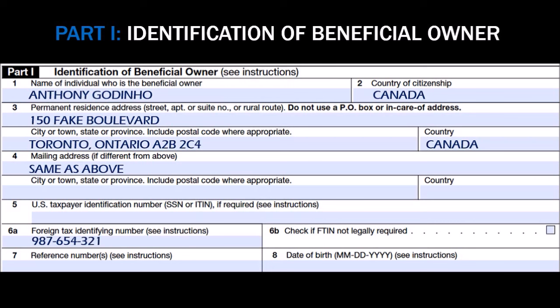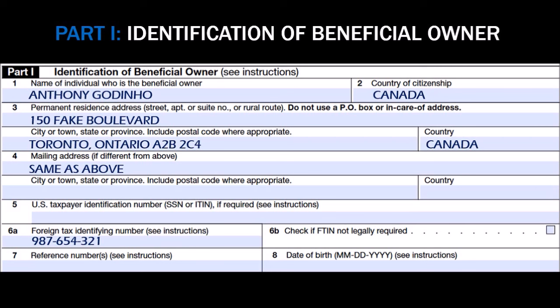In line 6A, enter your foreign tax identification number, also referred to as the FTIN. If you are a Canadian, you can enter your social insurance number. And if you are from other countries, you can use your tax identification number.